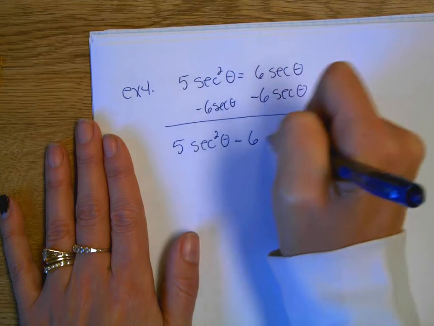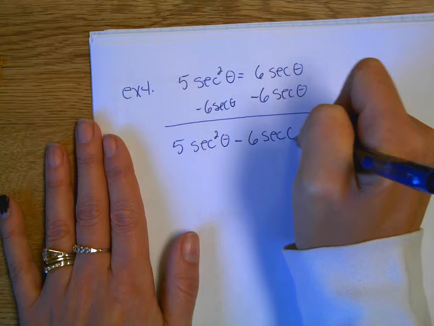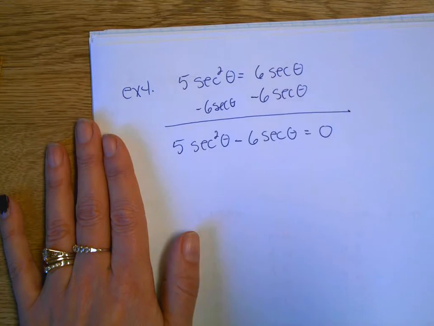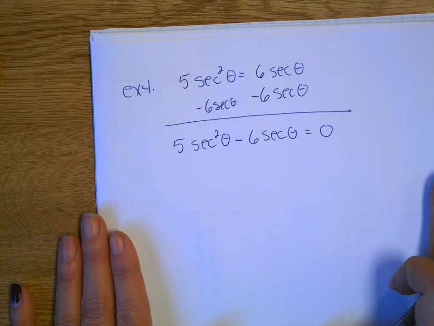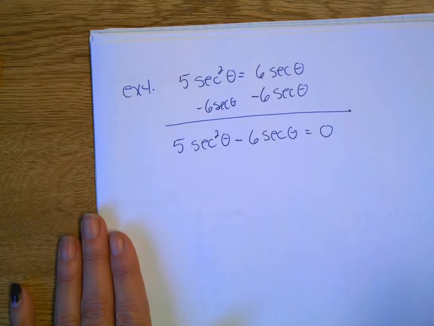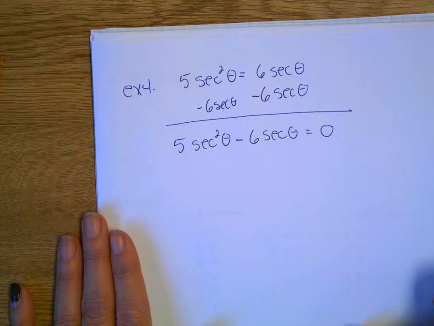Are they like terms? No. They are not like terms because one's squared and one's not. This is not a quadratic because it doesn't have the third term. But can I factor this?